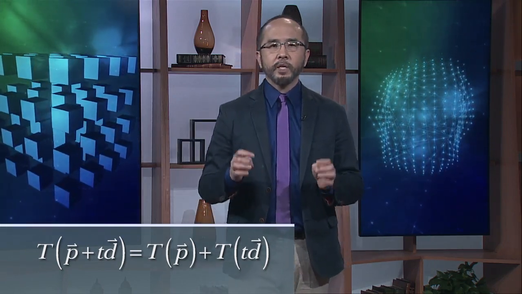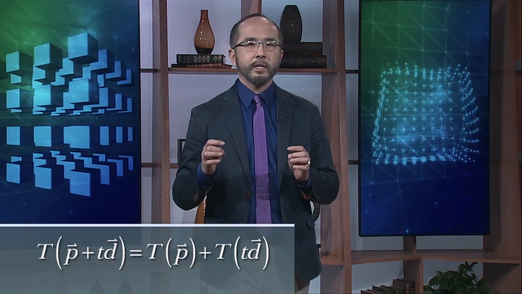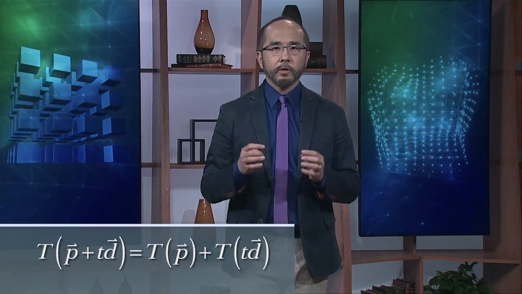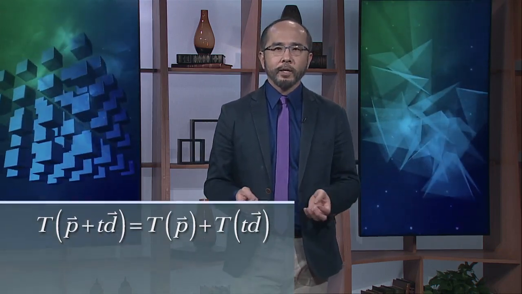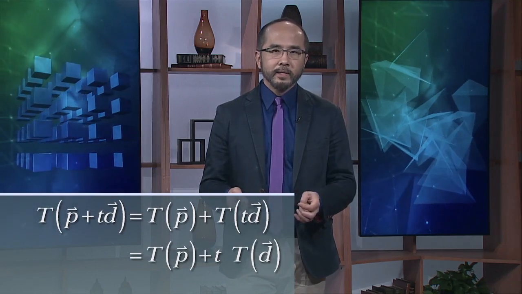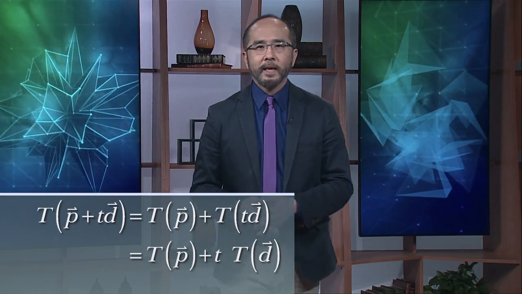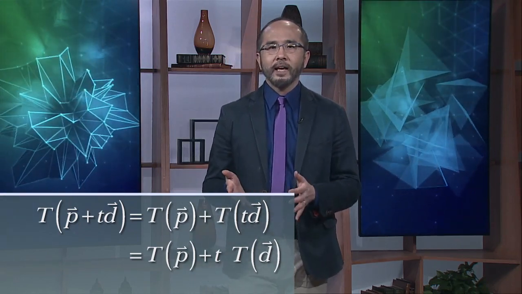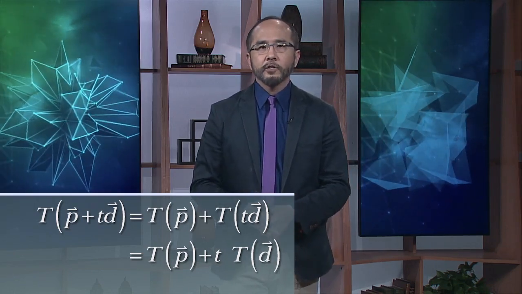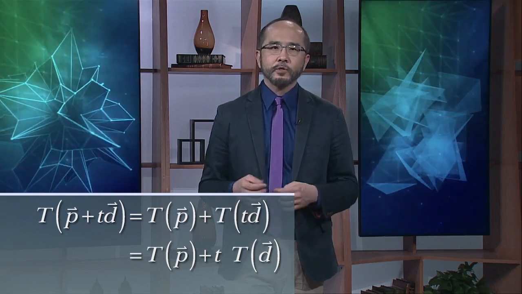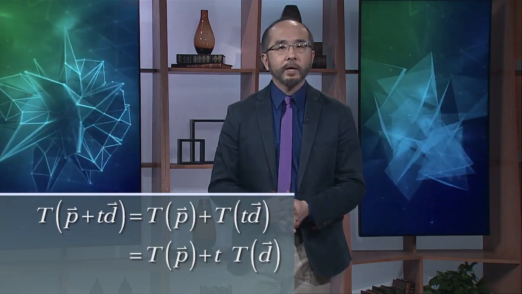We'll get T(p + td) = T(p) + t T(d), where little t runs through all real numbers. But this is just the point T(p) plus little t times a direction vector, T(d). In other words, you get a line and it passes through T(p) and extends along the direction T(d). So the transformation T takes a straight line L in R^n to a straight line L' in R^m.